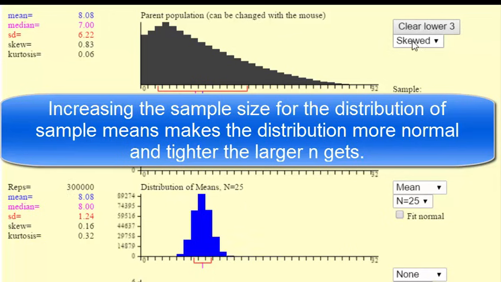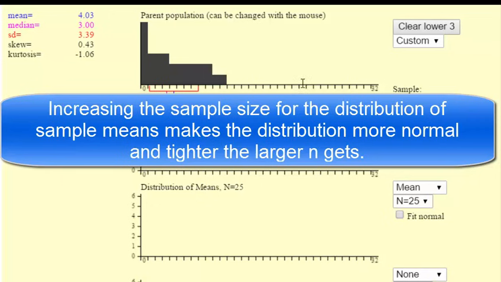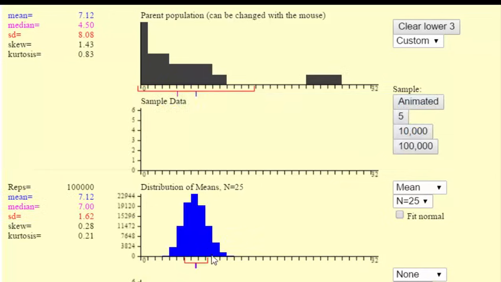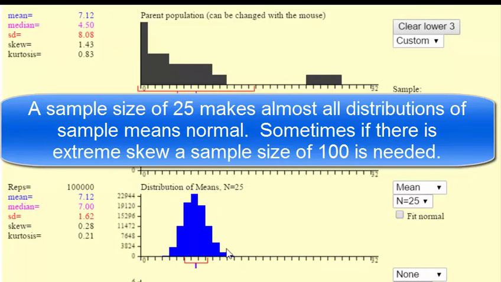I've created myself some custom ones where you would need something a lot larger. Let's make a really, really skewed one in here. This is really skewed. So if you notice, you can still see a little bit of the skew. So sometimes extremely skewed distributions need sample sizes higher than 100. So the less normal it is, the bigger n it needs.